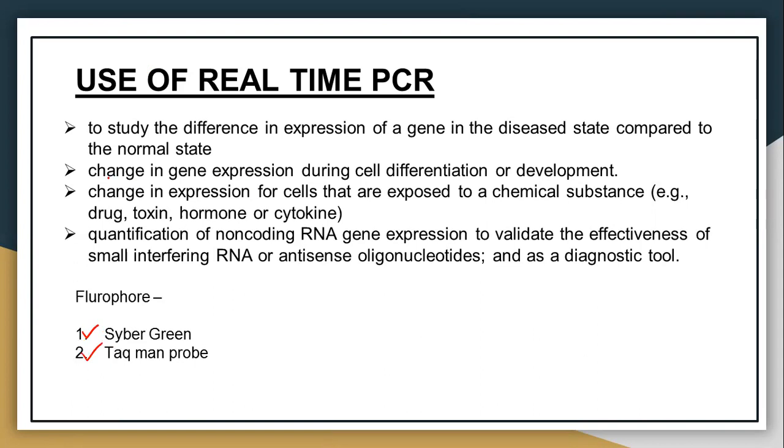It is also used for gene expression during cell differentiation or development, and for changes in expression in cells exposed to a chemical substance such as a drug, toxin, hormone, or cytokine. Suppose you treat cancer cells with an anti-cancer drug and you want to know how well the drug is working on a particular gene, like BCL2 expression level. You can compare the data from real-time PCR.